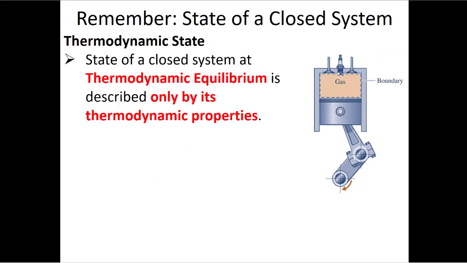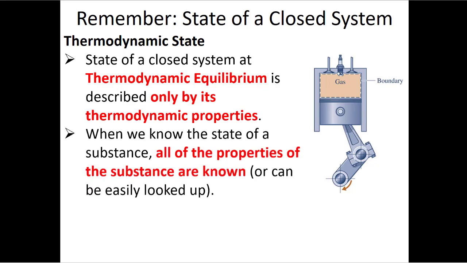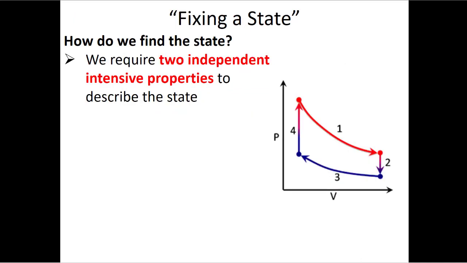So we want to find the state of the mass that's inside of our system at a given time, let's say, in these closed systems. So here, the state of a closed system at thermodynamic equilibrium, so that means that things aren't changing, is described only by its thermodynamic properties. So when you know the state of a substance, then you know all of the properties of that same substance. So if I know two independent intensive properties, then really I know, or at least I could look up, all of the properties of that substance. So how do we find states?